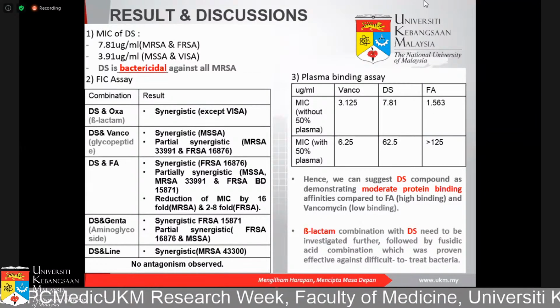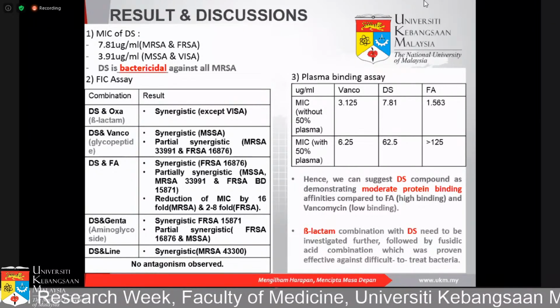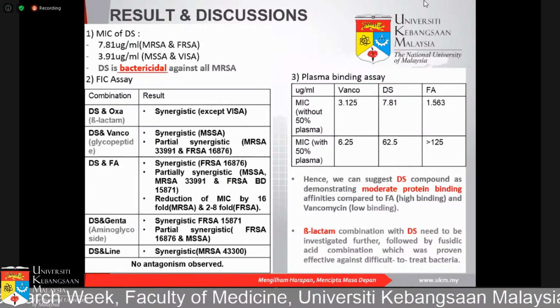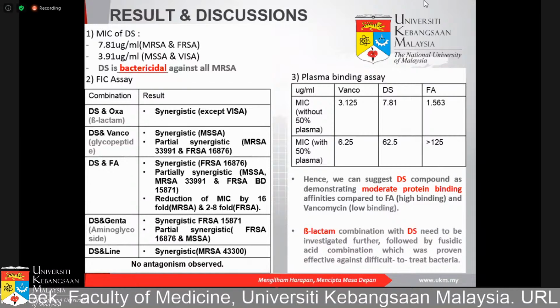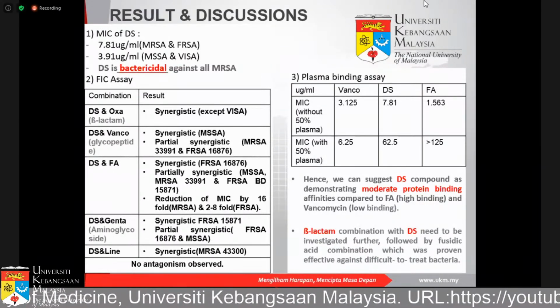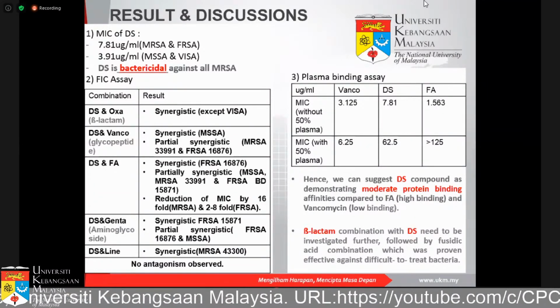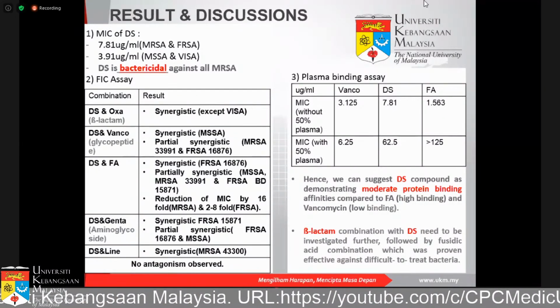For the last combination, DS and linezolid, even though linezolid is not a choice of antibiotic for Staphylococcus, it still showed a synergistic effect for MRSA 43300, which is the ATCC strain. And the good thing about this compound is that no antagonism was observed with any of the antibiotics.